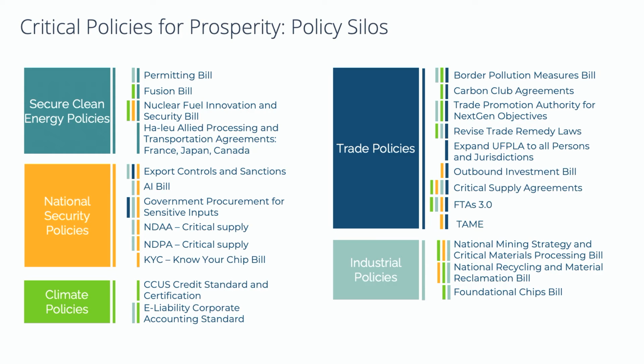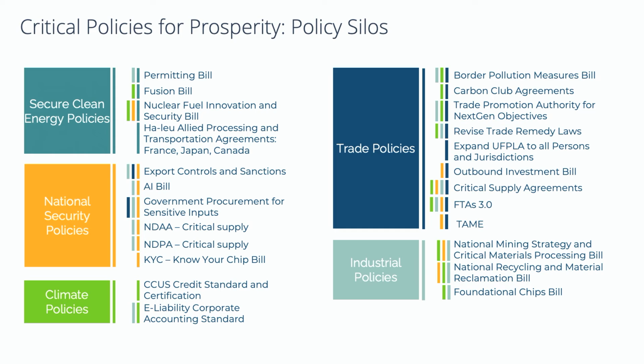Then, of course, there's critical supply chain. What types of additions to NDAA and NDPA should be considered for critical supply? And then, of course, a know-your-chip bill. What chips, and how should we be managing the flow of that critical technology? Should we include foundational chips? Should it only be the higher end nodes, and so on and so forth.